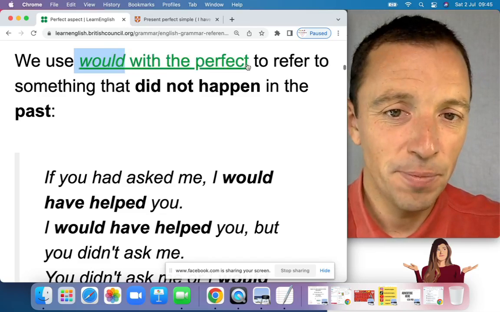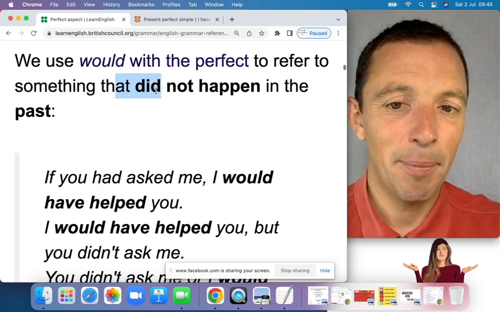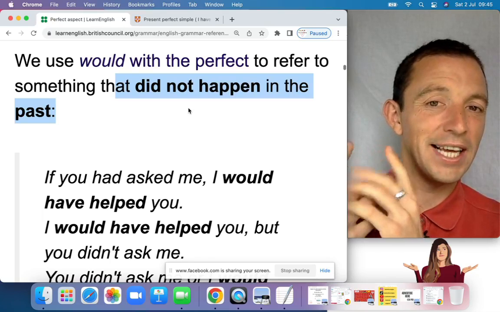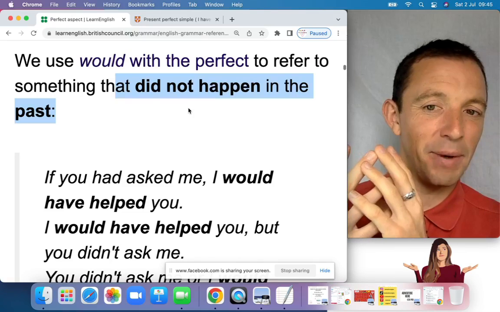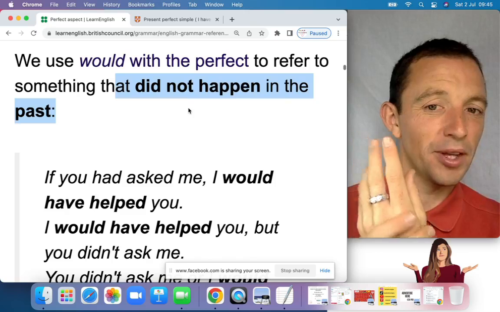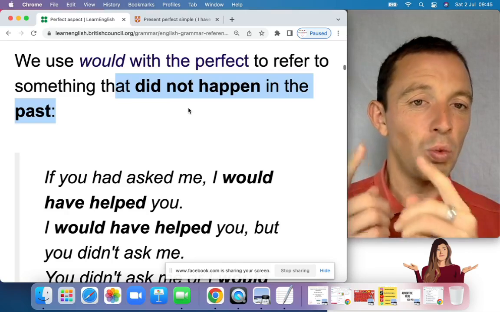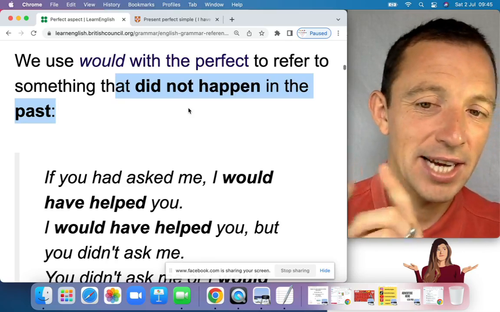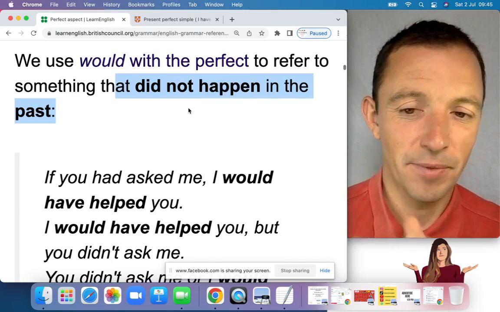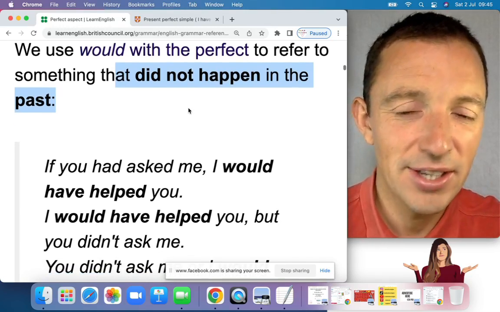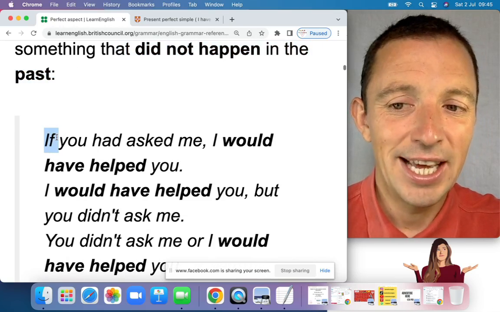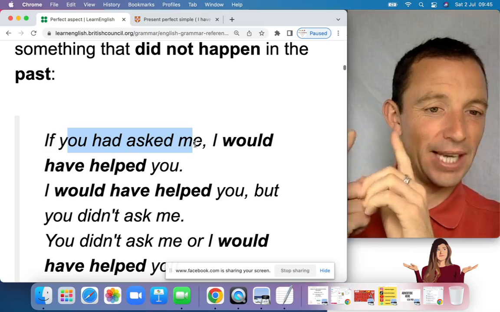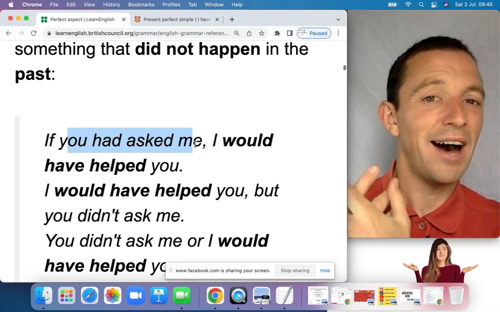To refer to something that did not happen in the past, something hypothetical, we use would plus the perfect. For example, would have eaten, would have gone, would have done, would have contacted, would have phoned, etc. So here is the first example. If you had asked me in the past, I would have helped you.